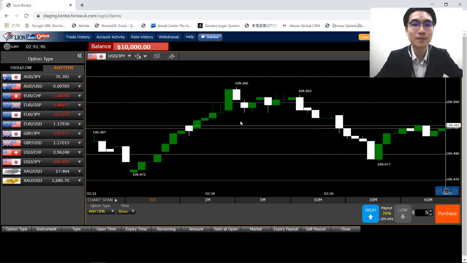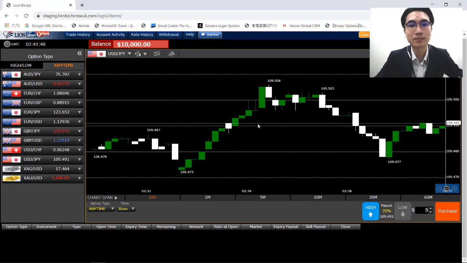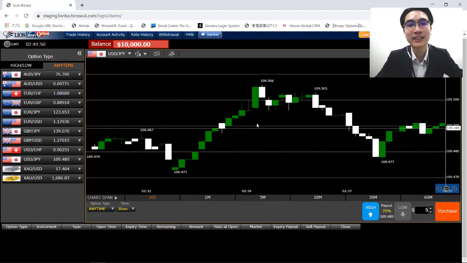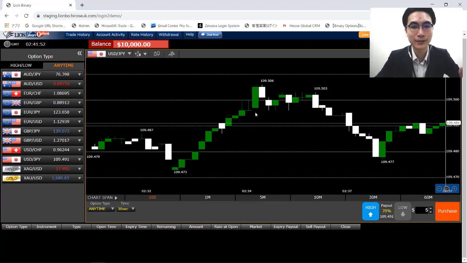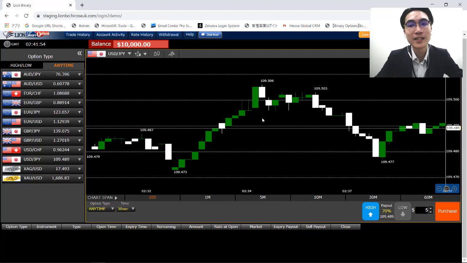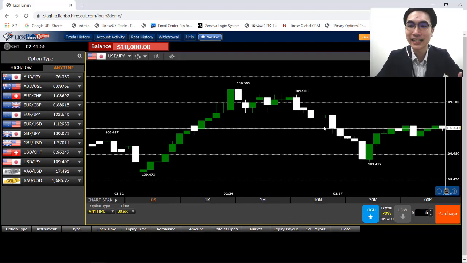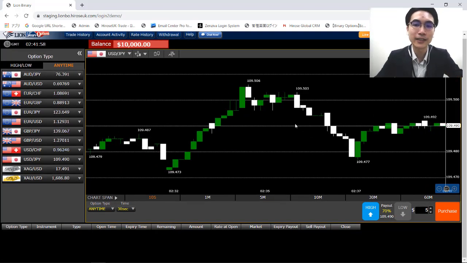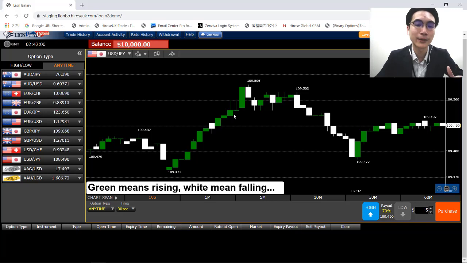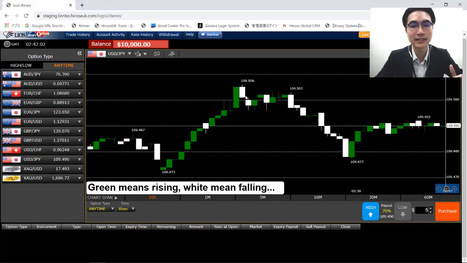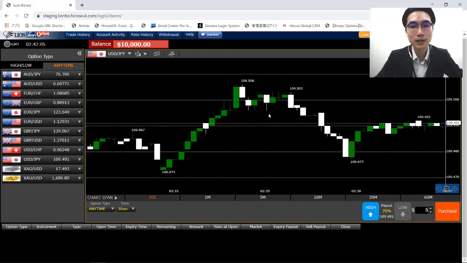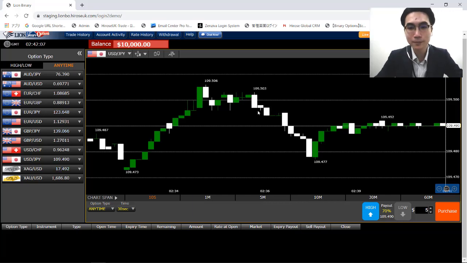There is actually a lot more detailed information and in-depth knowledge you might need to learn or engage in the future. But as for now, I guess that's all you need to know. Green means that the price is going up. White means that the price is going down. Let's move on to the next topic, the chart period.